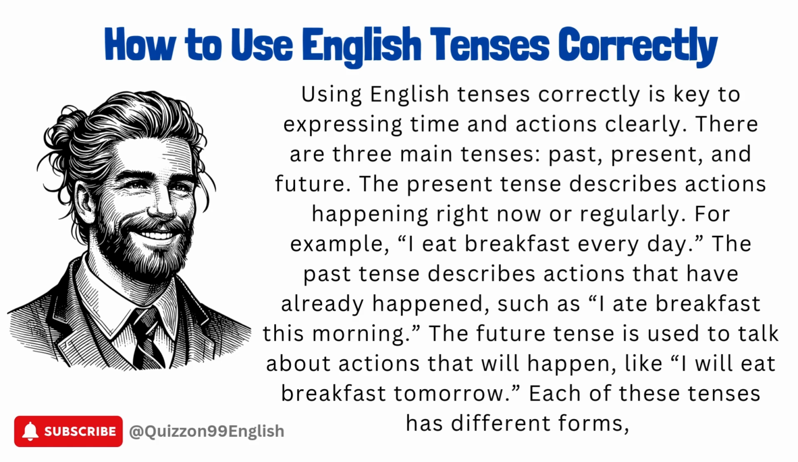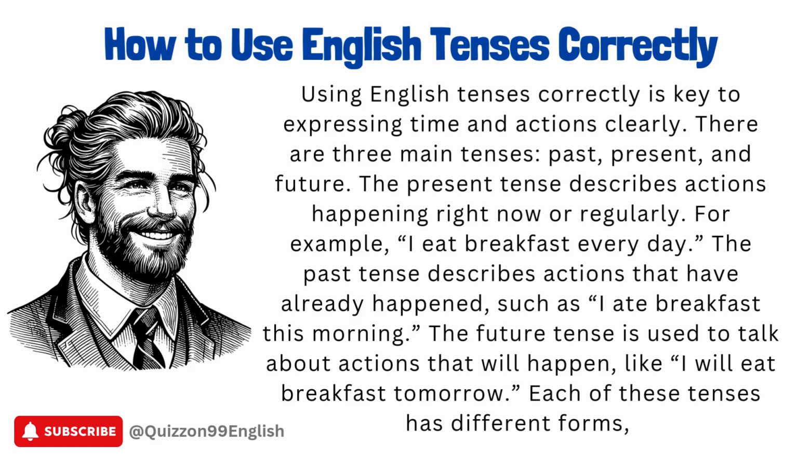How to use English tenses correctly. Using English tenses correctly is key to expressing time and actions clearly. There are three main tenses: past, present, and future. The present tense describes actions happening right now or regularly.